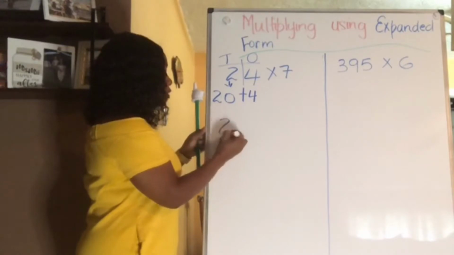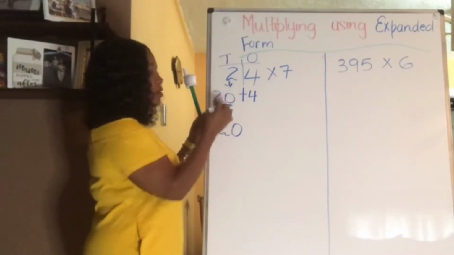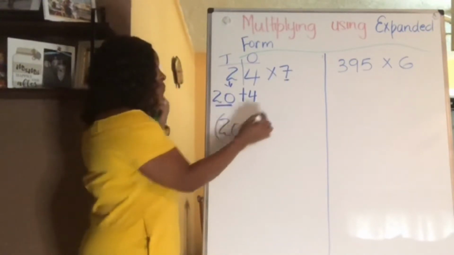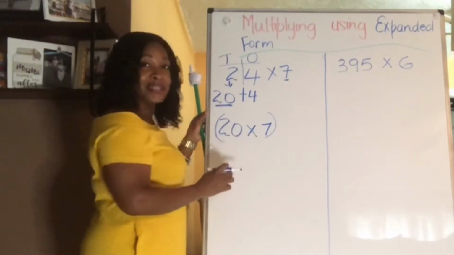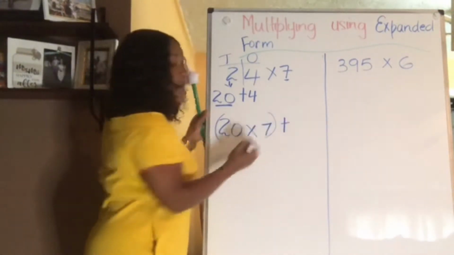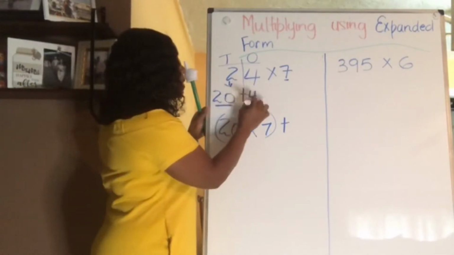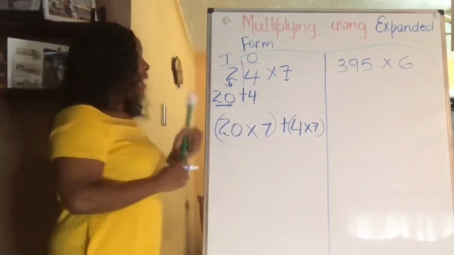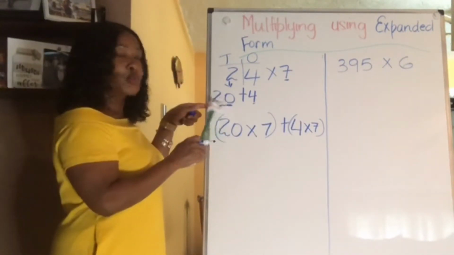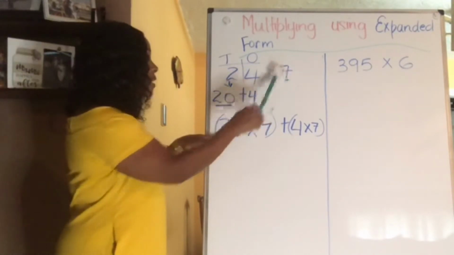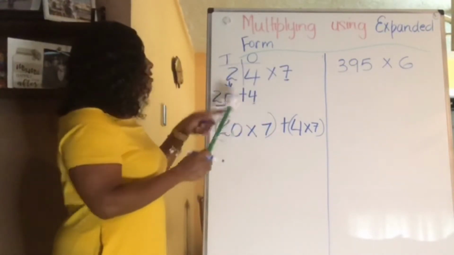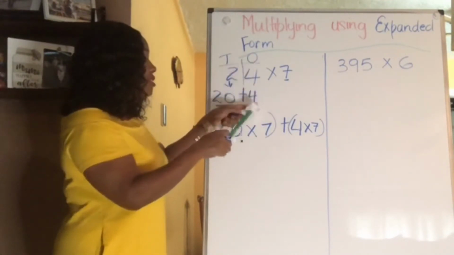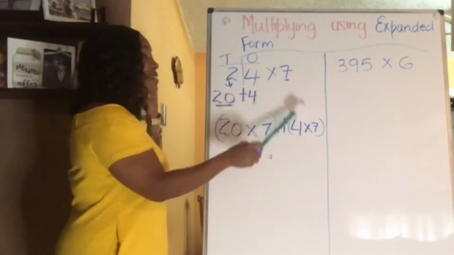We are multiplying 20, so my first number, which is the 20, times the 7. So the 7 is what we're using to multiply. And then I put parentheses or brackets, and I'm going to add, then I'm multiplying 4 times 7. So again, I take my 2 tens, it becomes 20, and I'm going to multiply that by the 7, the multiplier. And then I'm going to add, and then I'm taking my 4 ones, which is still 4, and I'm multiplying it by 7 also.